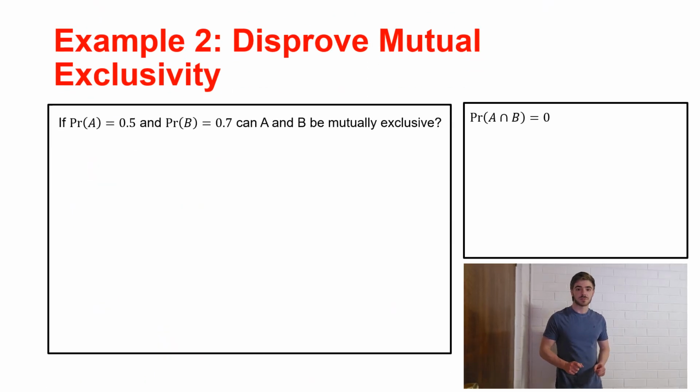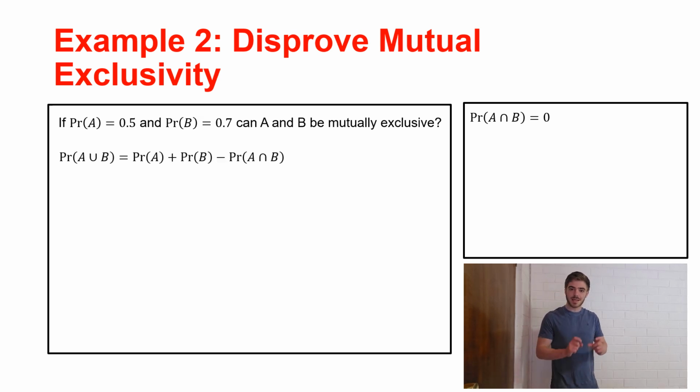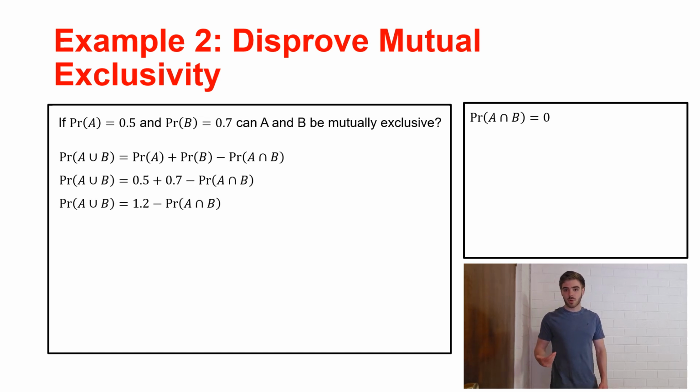Disproving mutual exclusivity is basically the same thing. We still want to know if the intersection is equal to 0 or not. In this case, we're given the probabilities of two different events, and we're asked to figure out if those events could be mutually exclusive or not. The key to solving this kind of question lies in the union equation. If we plug our known probabilities into that union equation, we see that they add up to 1.2.